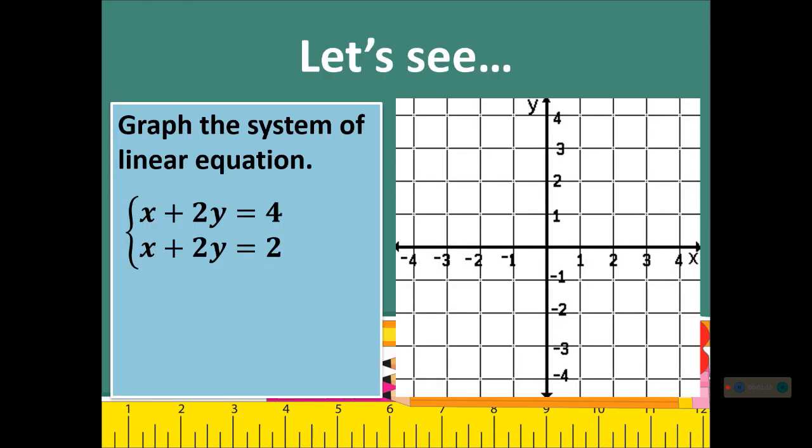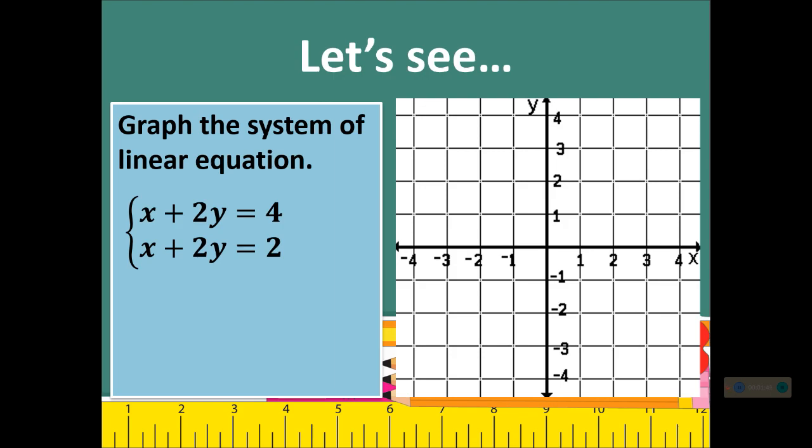Okay, so let us see. Graph the system of linear equations. Let's have a recap of what we discussed yesterday. I have here again x plus 2y equals 4 and x plus 2y equals 2. As I've said, you can use any of the three methods in graphing this kind of system. I prepare to use x and y intercepts in this system.